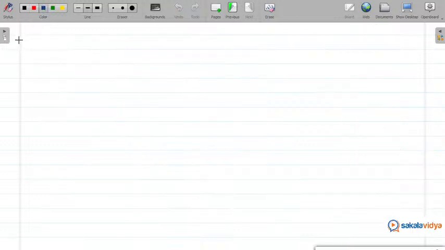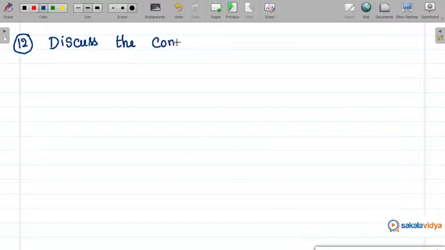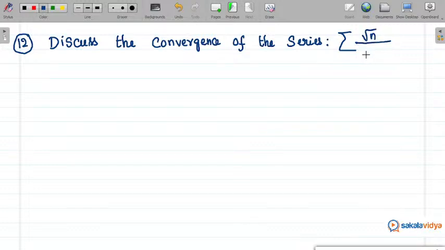So let us move to the 12th problem. Discuss the convergence of the series sigma root n divided by root over n square plus 1 into x to the power of n.